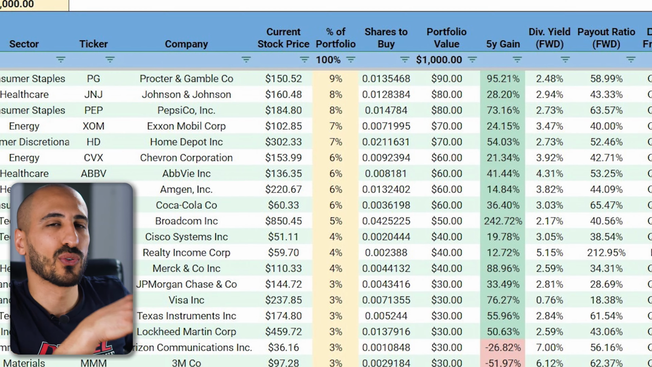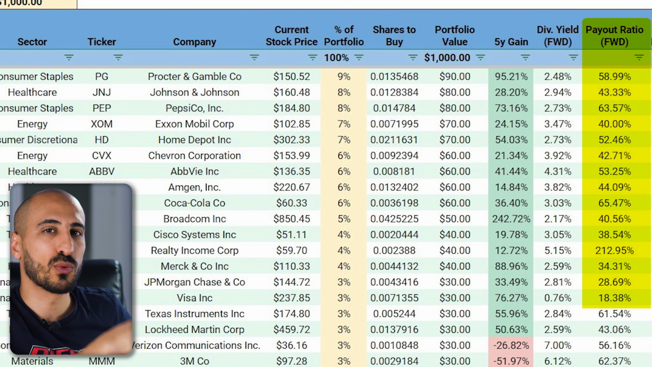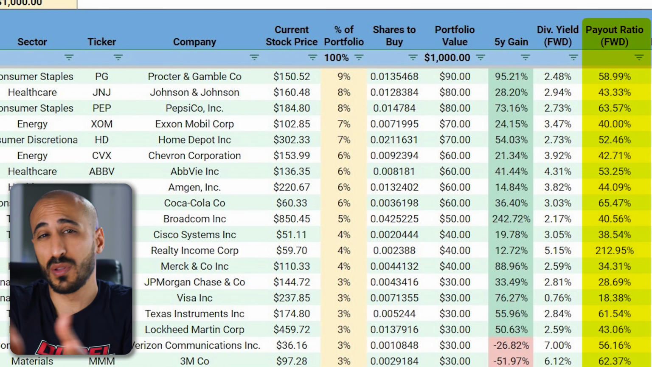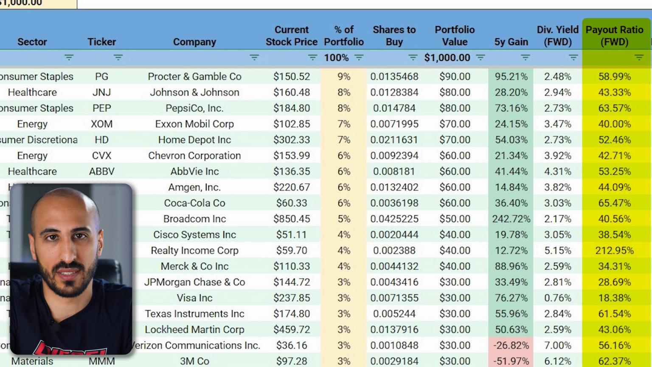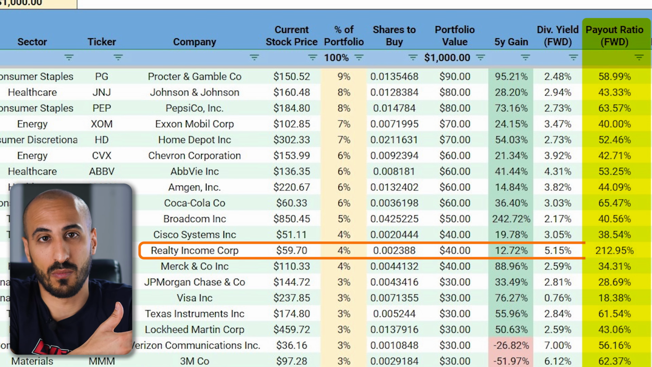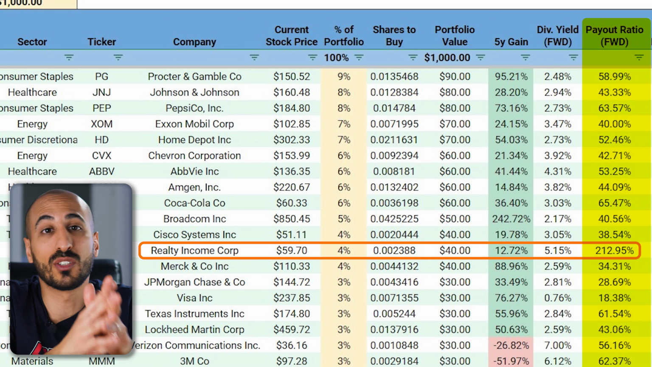I want you to also notice another detail. The payout ratio is generally in the range 50% plus minus 20%. The only exception here is Realty Income, which has a payout ratio of 212.95%. So now you might wonder, how is it even possible to have a payout ratio that is higher than 100%?